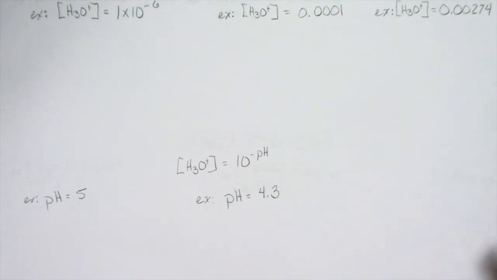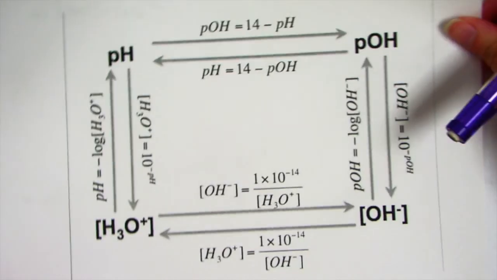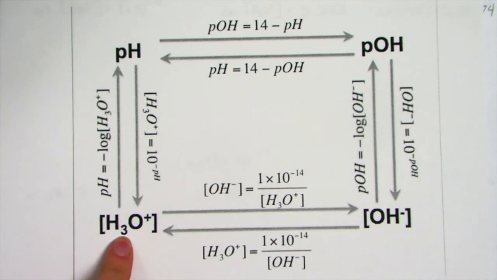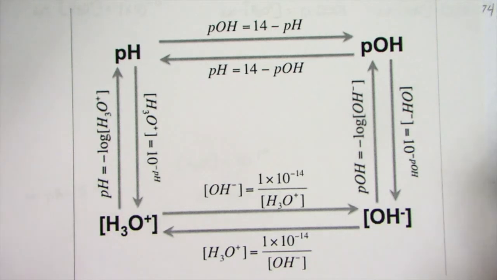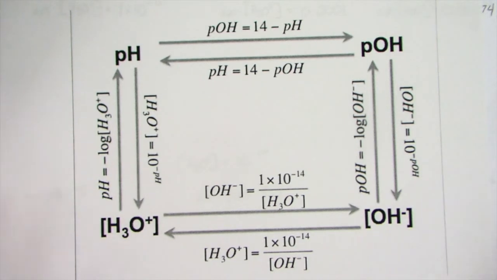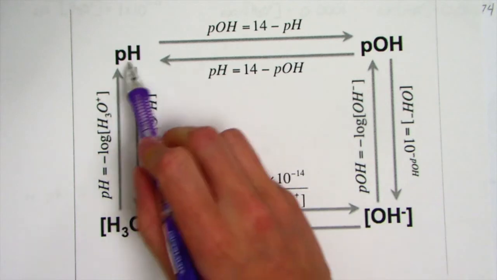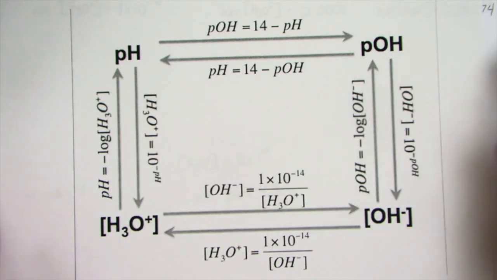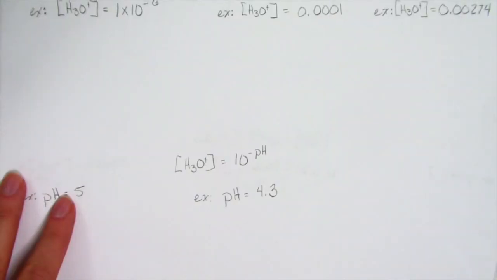All right, in this how-to video, we are going to look at the various ways to calculate or use pH, pOH, the hydronium concentration, and the hydroxide concentration. So I'm primarily focusing on this handout, which shows the different calculations you can do. And I have a few example problems here.